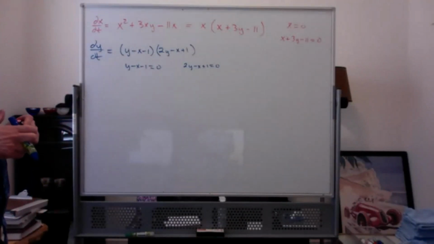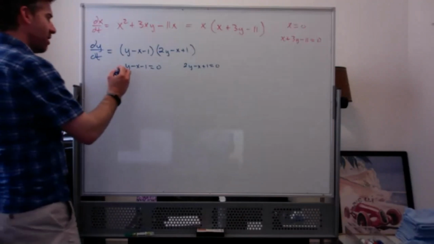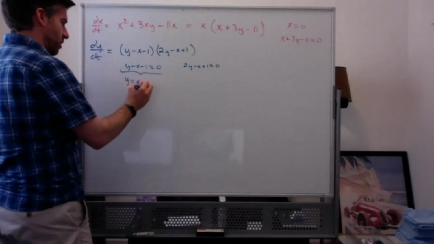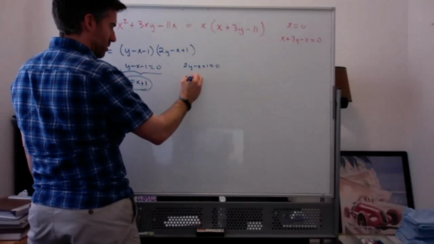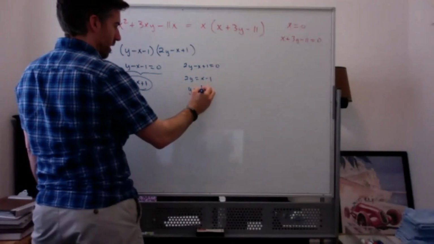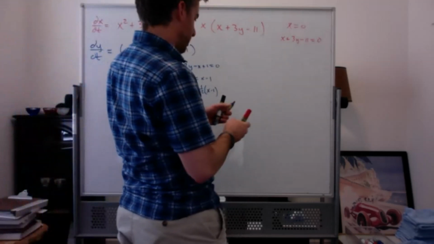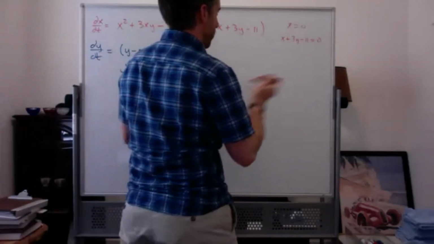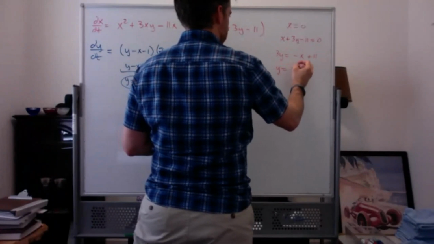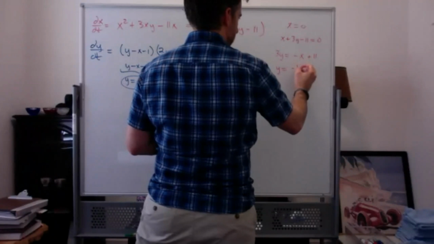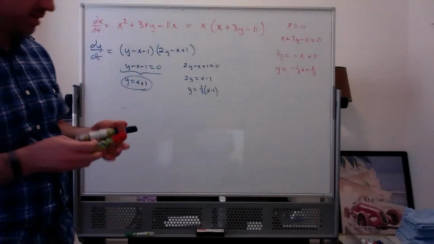Typically, when I'm graphing a null line, I do want to try and isolate y, because we're used to graphing y as a function of x. So here, I'm really thinking of this as y equal to x plus 1. And here, 2y equals x minus 1, so y equals 1/2 x minus 1. And here in red, solving for y is a little less nice. I've got 3y equal to negative x plus 11, so y is negative 1/3 x plus 11 thirds. And so now I can get a better handle on graphing these things.